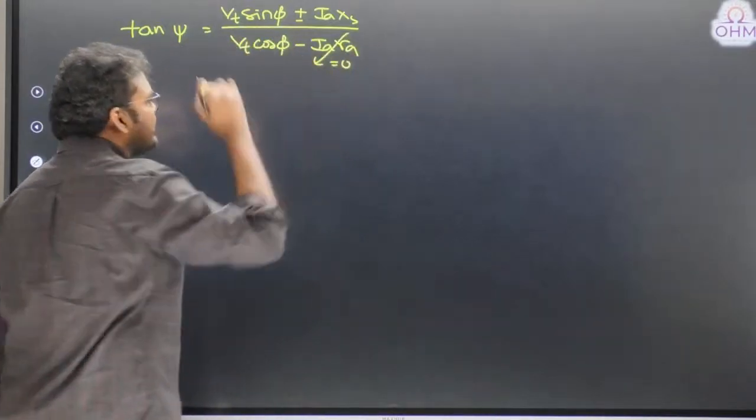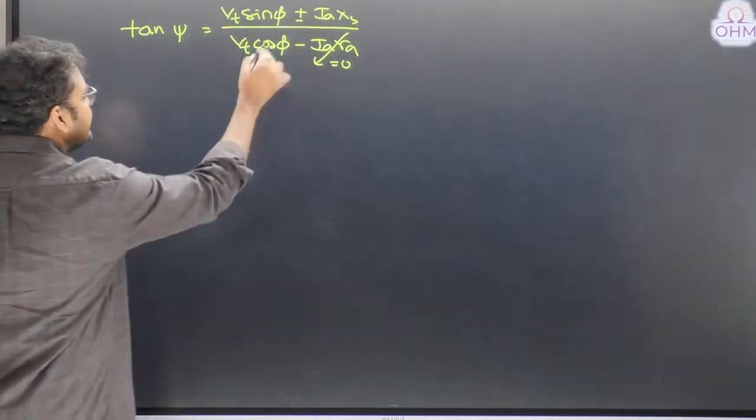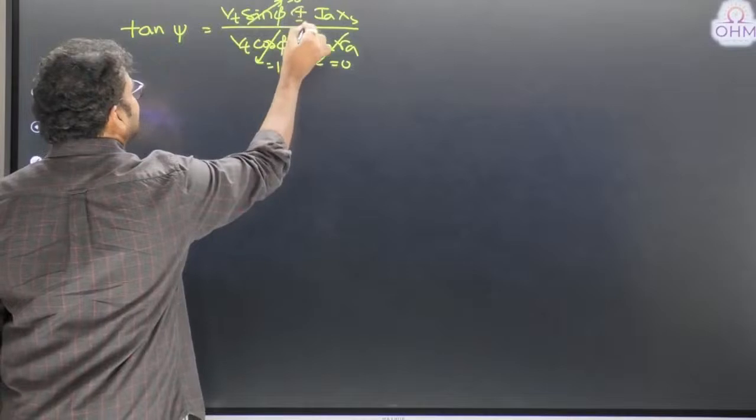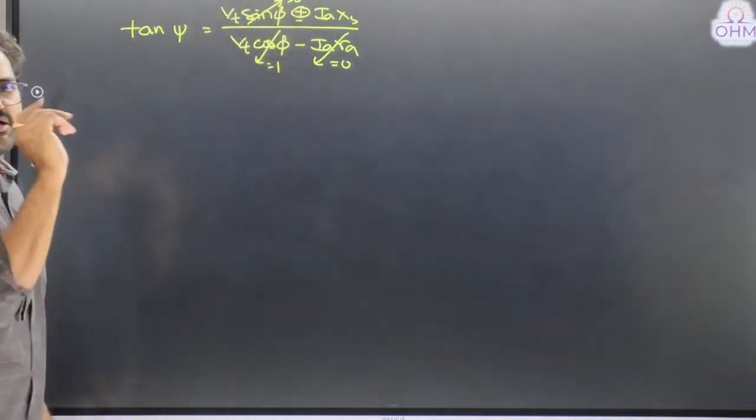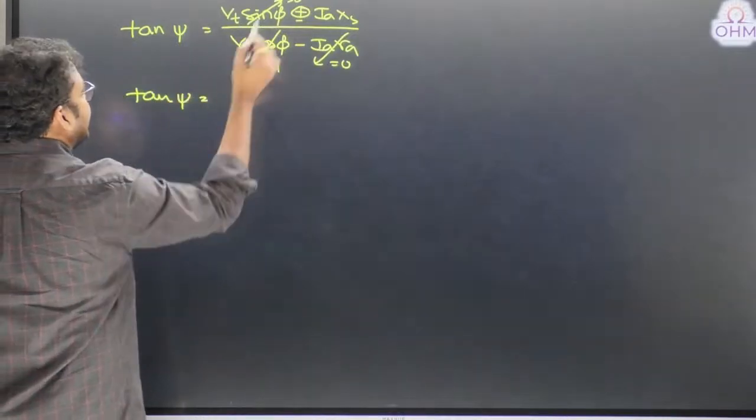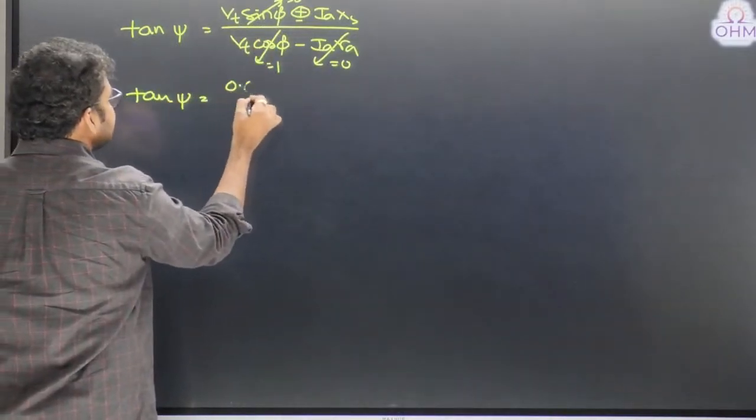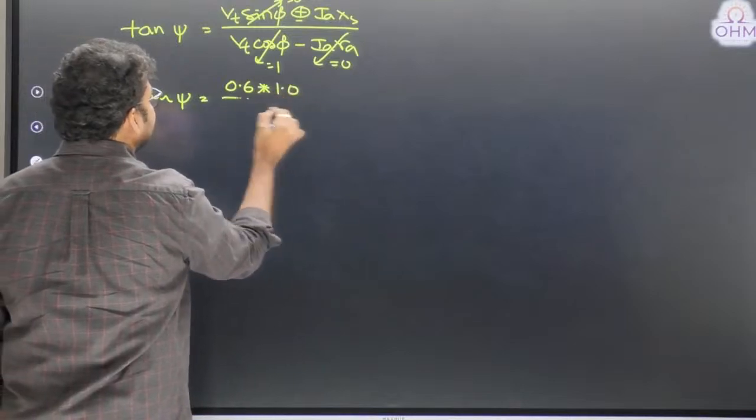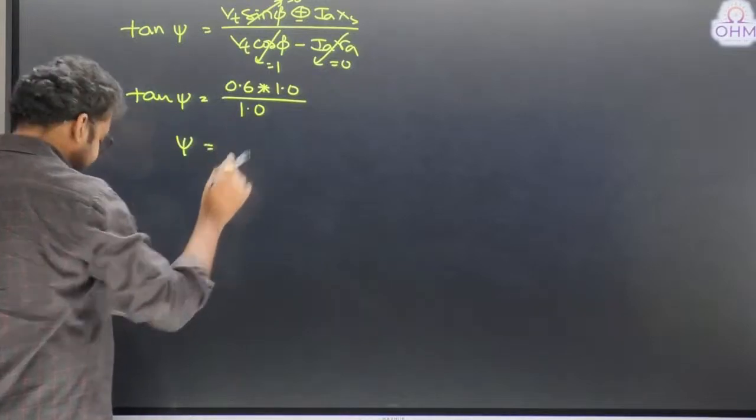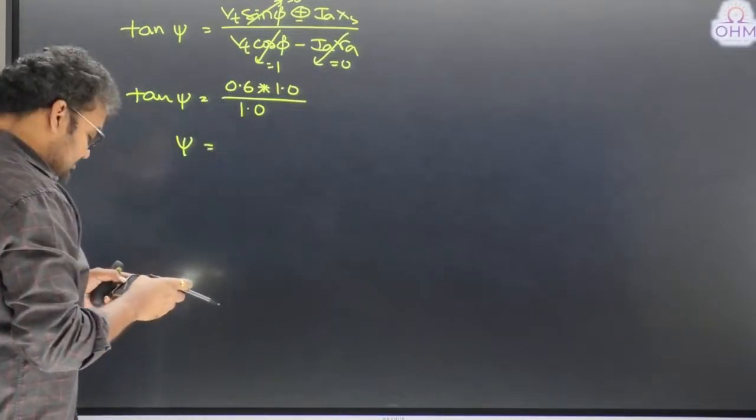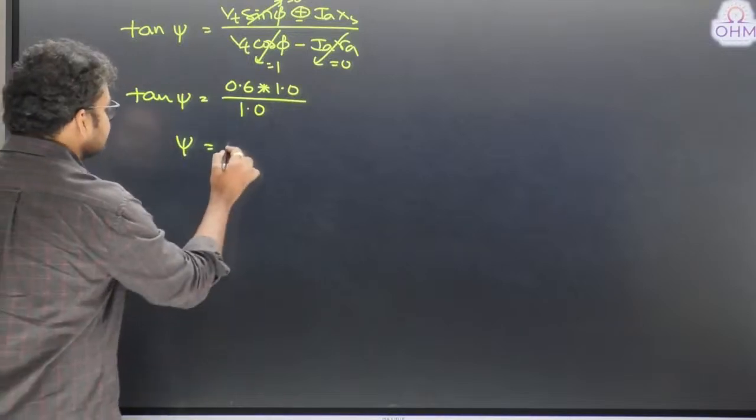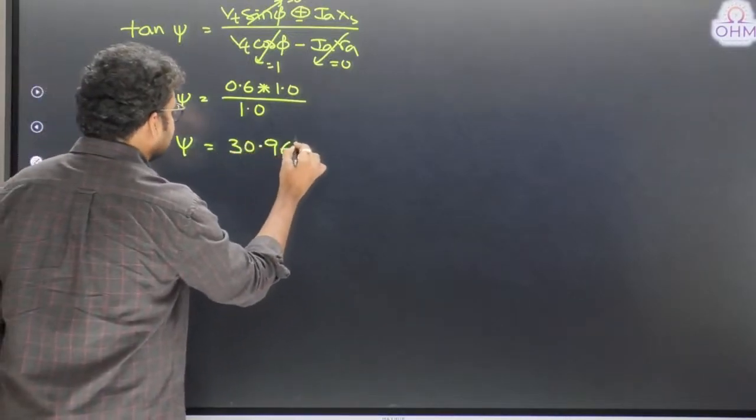Here Ra is neglected, 0. Cos phi is unity power factor, 1, sin phi is 0, and use a positive sign. Negative you need to use only for lagging power factor. So tan psi is equal to Ia Xs divided by Vt, which is 0.6 times 1 divided by 1. So calculate psi: tan inverse of 0.6 is 30.96 degrees.